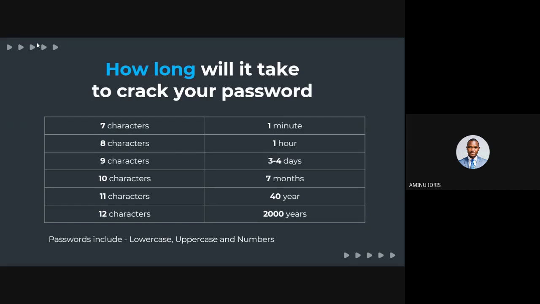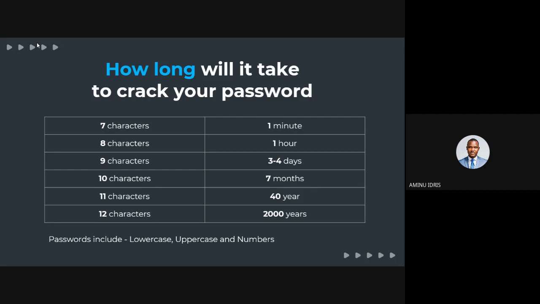So it is very important to know the kind of password you will be using, mostly on web applications. So, how long does it take attackers to crack a password? If you use a 7-character password, within 1 minute an attacker can break into it. The moment he puts in John the Ripper, the deal is done.